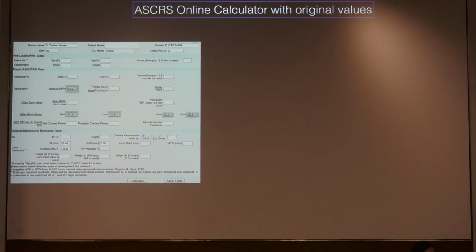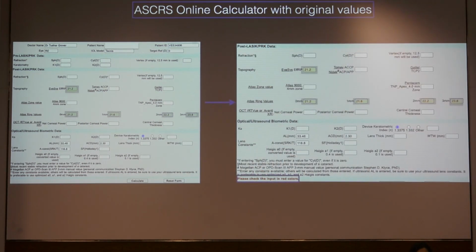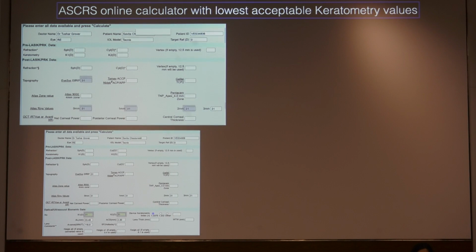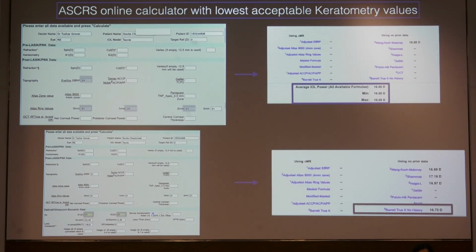Now, I went ahead with trying to calculate the IOL power with the ASCRS online calculator because that's what I usually use. But the calculator refuses to accept these values, and it tells you to check the values instead. So the lowest value which I realized on this occasion that the ASCRS calculator accepts is 31 diopters. And this is the IOL power that you get with that. So there is really no direct way to get the IOL power here.